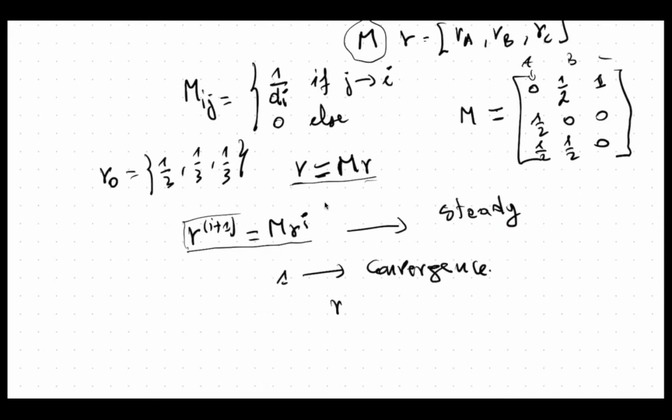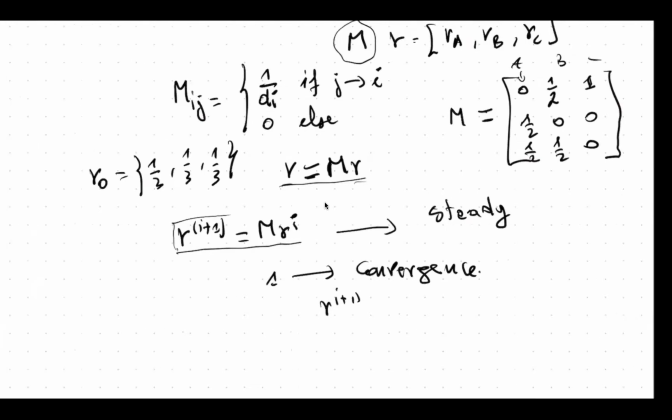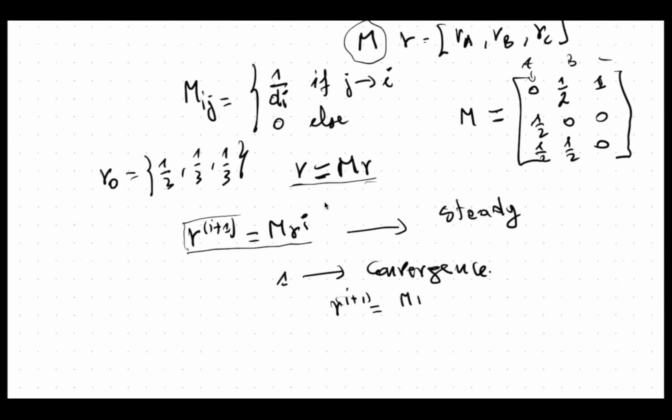We compute this value, R_{i+1} is equal to M multiplied by R_i, right? So when we reach the convergence, this means that basically R_i at each iteration will be equal to M R_i, right? So following the Markov chain rules, this means at a certain point you will have this stationary point where the computation will not have any change. And then you will reach the stationary point. Does that make sense?